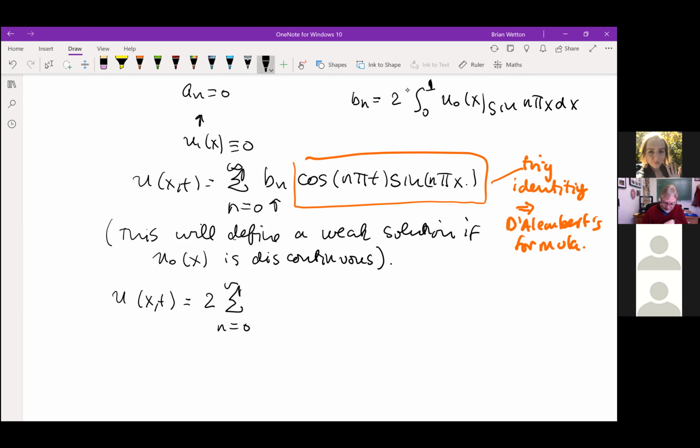I'm going to say I can write u as the sum of cosine n pi t sine n pi x times the integral from 0 to 1 of u0 of x. Oh, why don't I use a dummy variable? That would make this formula a bit better than what's in the notes. Sine n pi s ds.